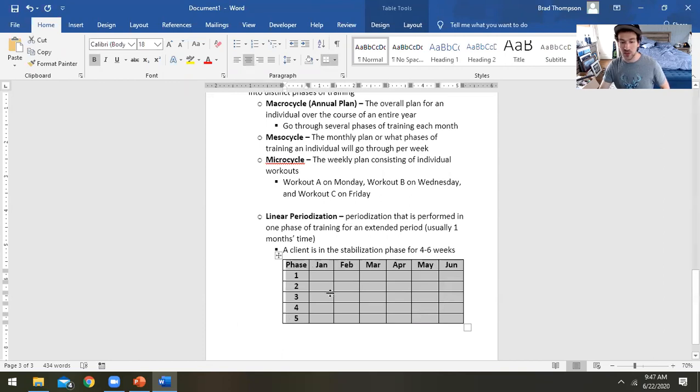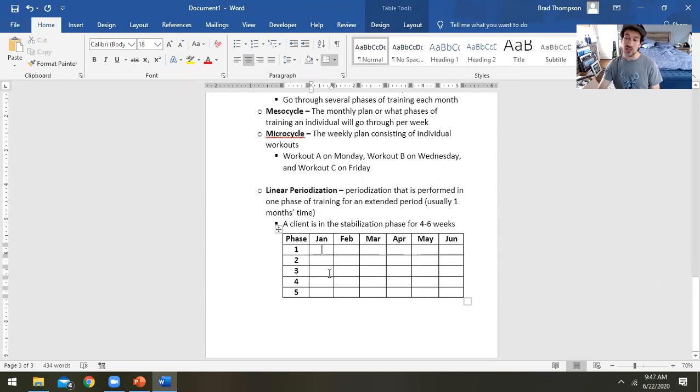So now what you're going to do is determine, like in linear periodization, what phase of training your client is in. If it's linear, you're staying in one phase of training every single time. An example of that would be, in the month of January, I'm going to be in stabilization. In the month of February, I'm going to move to strength endurance. And in March, I'm going to go into power. And then it looks like that. So this is linear periodization. I stay in one line for the month, okay?